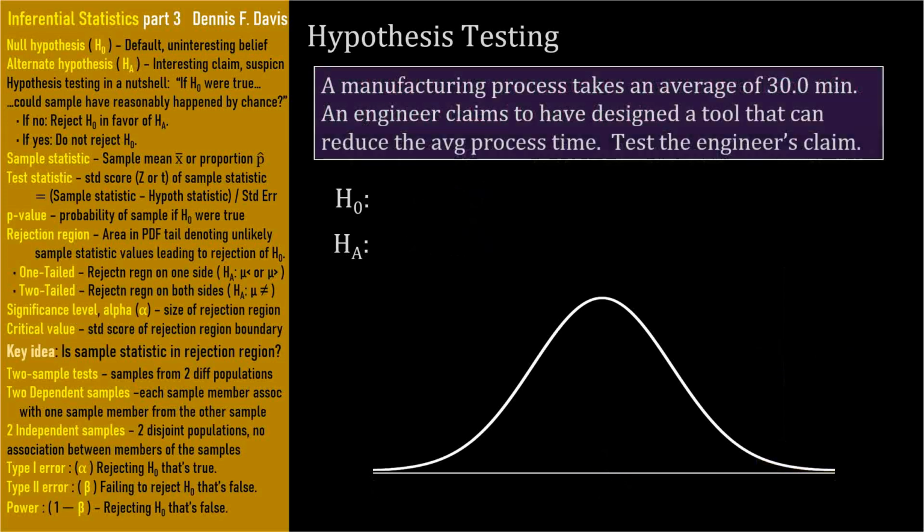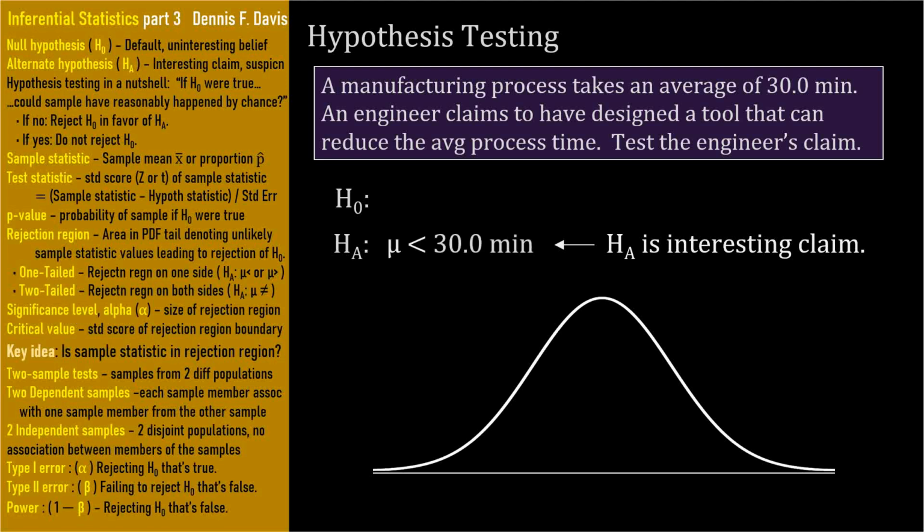Now the second problem. Step 1. State the null and alternate hypotheses. A manufacturing process takes an average of 30 minutes. An engineer claims to have designed a tool that can reduce the average process time. Test the engineer's claim. The interesting claim is that the process time can be less than 30 minutes compared to the accepted standard of 30 minutes.